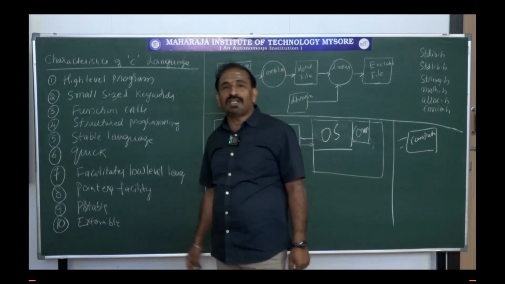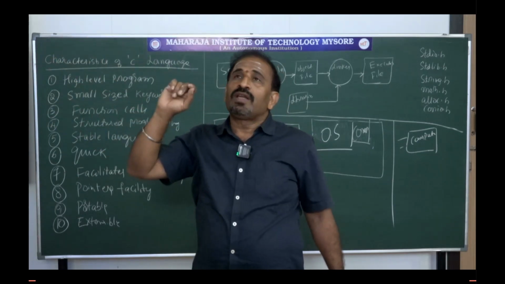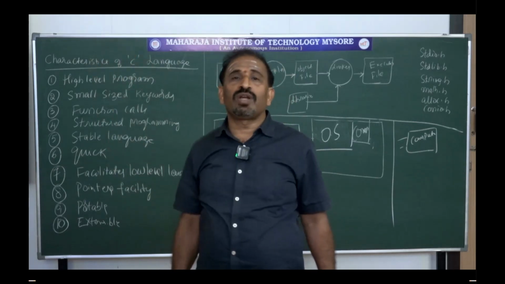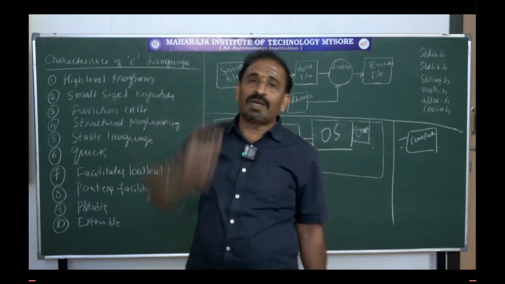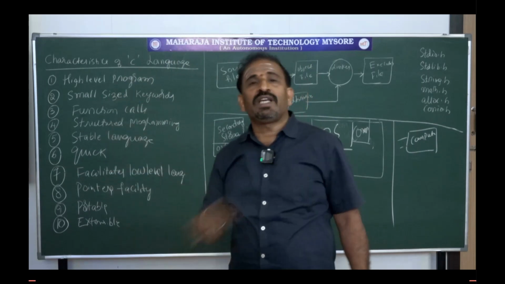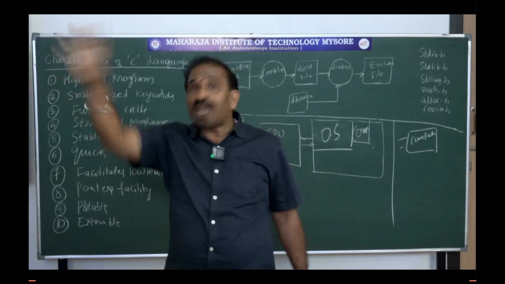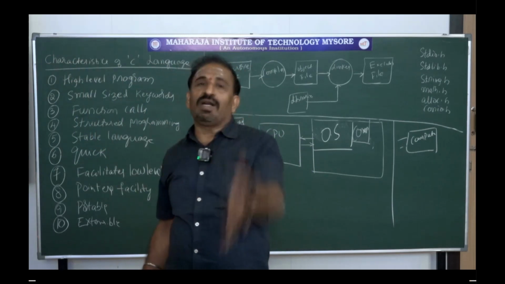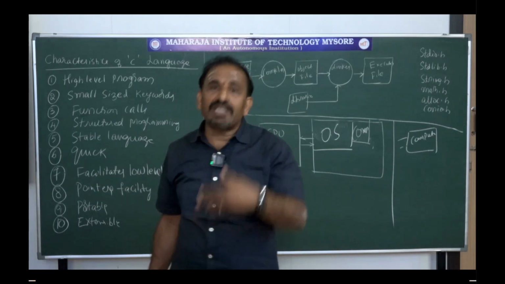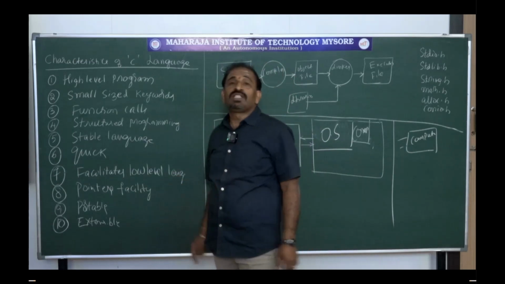So what is this pointer? When you bring all these things into the main memory, at which location the code is stored, at which location the operating system is stored, in which specific area of the memory, that can be accessed by using a pointer. A pointer is basically operating through the address. So that is the facility available in the C program.